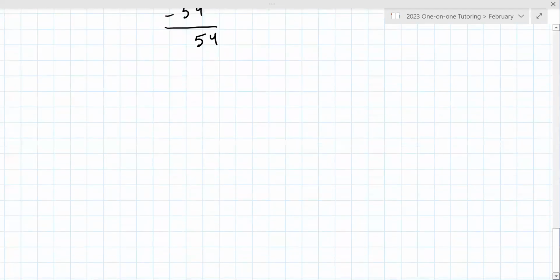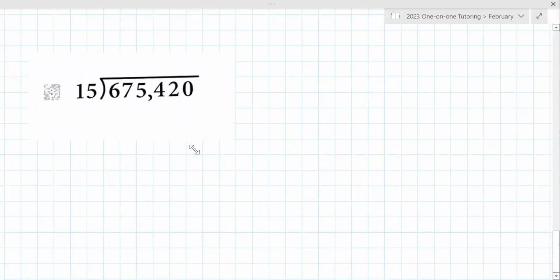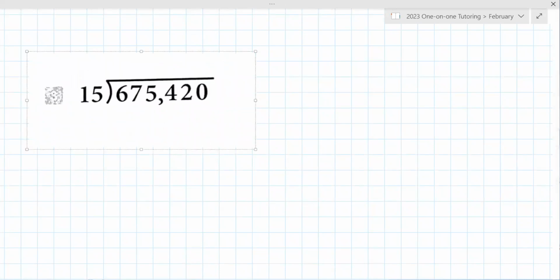So got another one here. Go ahead and give this one a try on your own. Let me know what you come up with. Okay. 15 going into 67.